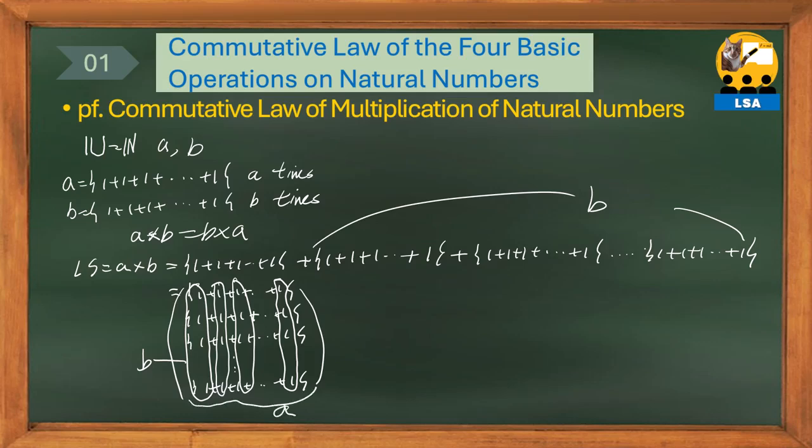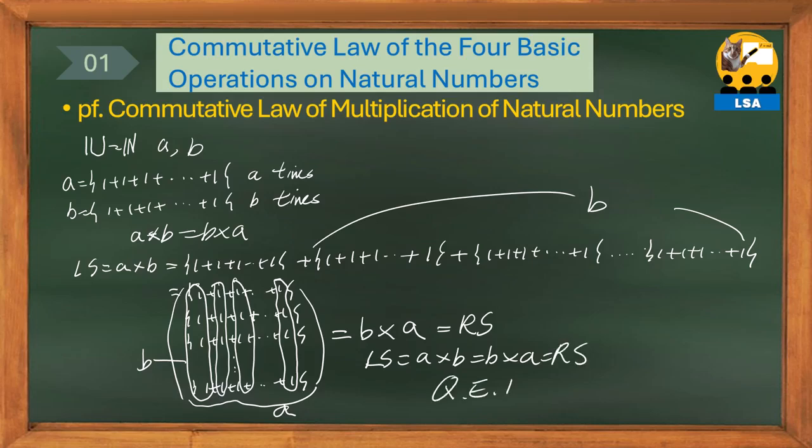Then the total number becomes repeatedly adding the group of b ones, a times. This repeated addition becomes b times a by the definition of multiplication, which becomes the right side. Therefore, the left side a times b and the right side b times a become equal, concluding the proof. Did you understand well?